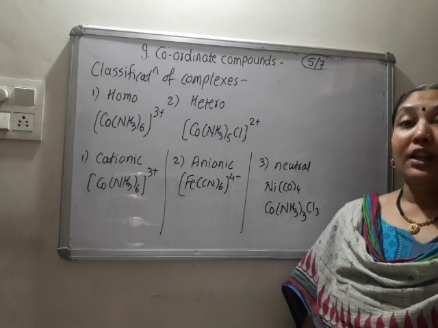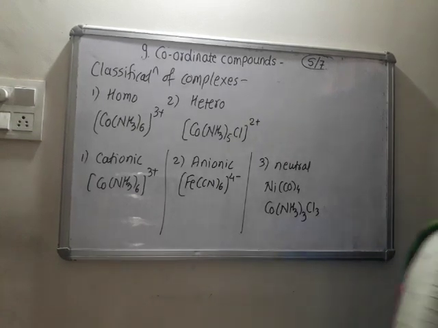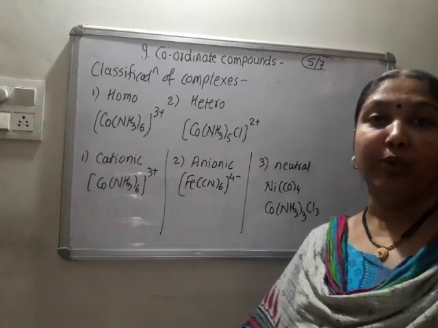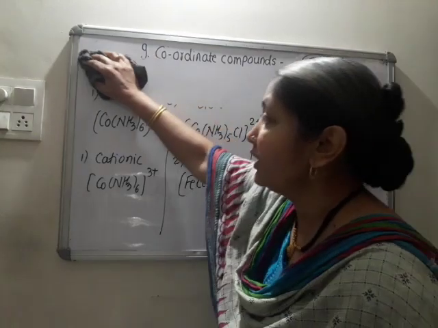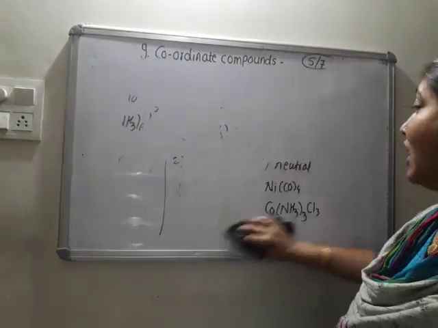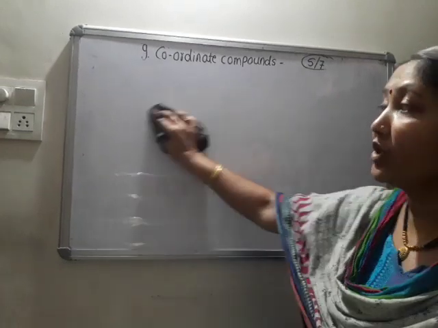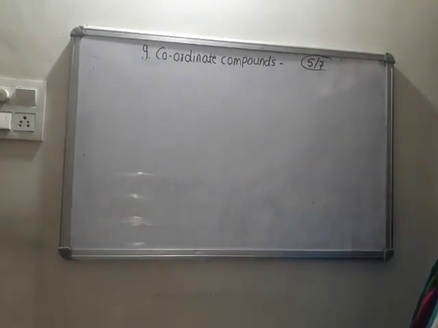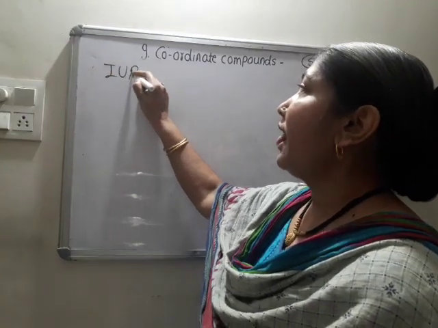Okay. Next point, a very important point, is related to IUPAC nomenclature. Very important, and a question is always asked. It carries 3 marks. One year they asked 3 questions on IUPAC nomenclature, 3 mark questions. So how to give a name to the complex? IUPAC nomenclature.